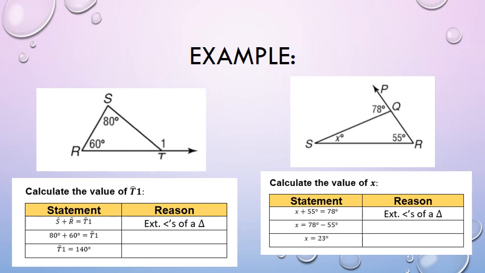Okay, let's have a look at the right-hand side picture. You can see that the interior angles are S and R. They added together are equal to that exterior angle of 78 degrees. So you're going to do your write-up as x plus 55 is equal to 78. Your reason is exterior angles of a triangle. Find x alone. You throw over that 55, so it becomes a negative 55. So you get x is 23 degrees.